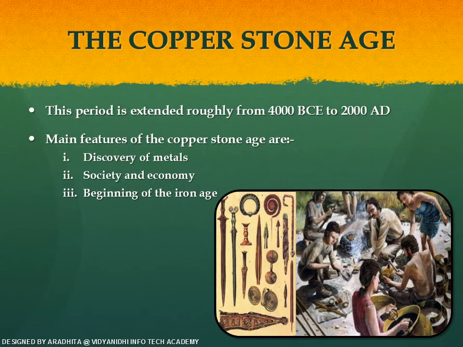Number 4. The Copper Stone Age. This period is extended roughly from 4000 BCE to 2000 BCE. Main features of the Copper Stone Age are discovery of metals, society and economy, beginning of the Iron Age.